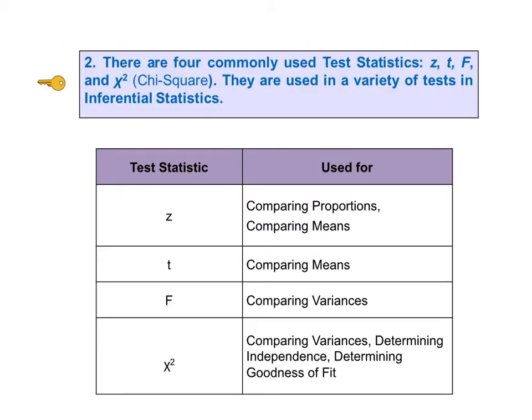Let's move on to key to understanding number 2. There are 4 commonly used test statistics: Z, T, F, and chi-square. They are used in a variety of tests in inferential statistics, that is, statistical analyses involving samples of data. This video is an overview of the concept of test statistic. In the book, there are individual articles on each of these test statistics and each of their tests, and I plan to do individual videos as well.